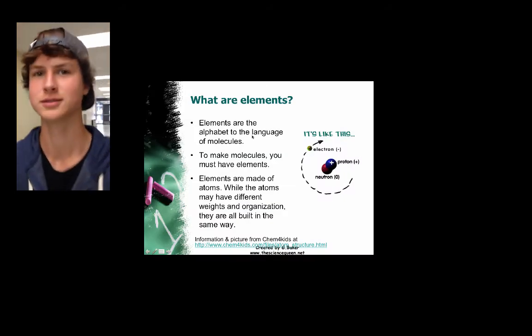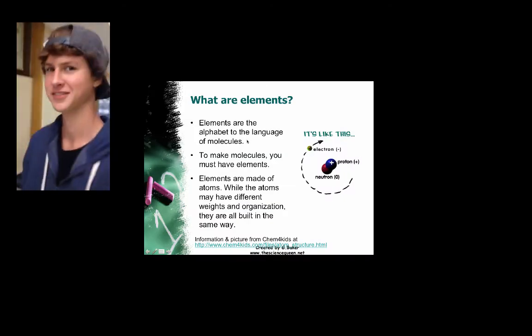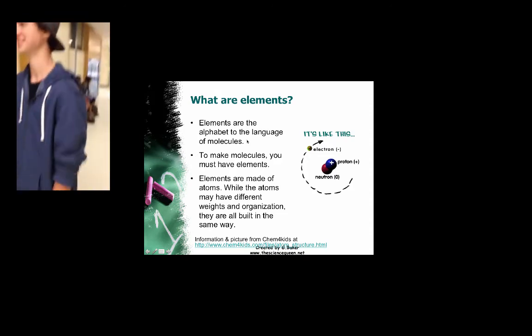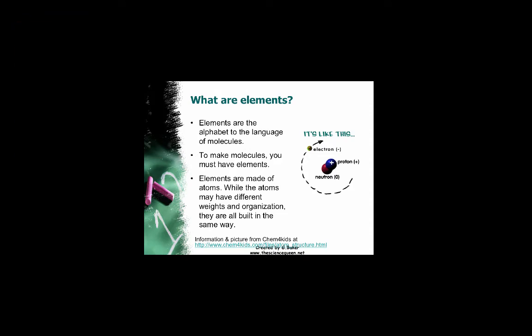Okay, so what are elements? Elements are the alphabetic language of molecules. In the classroom, we have the periodic table of elements listing all the elements. To make any molecule, you're going to have a combination of these elements. Elements are made of atoms, and while the atoms may have different weights and organizations, they're all built the same way. So we have all of these little tiny atoms that come together and make an element.